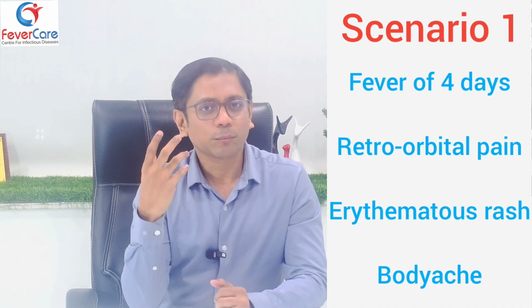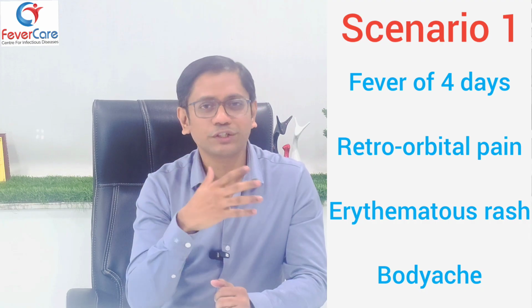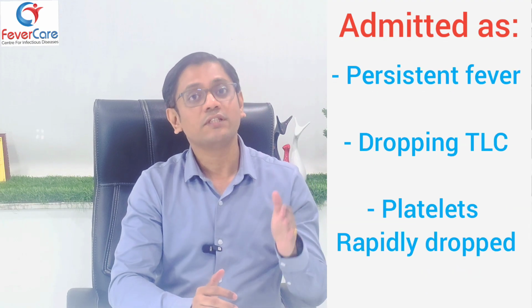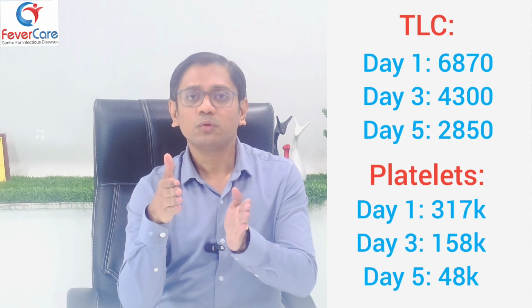So, our first patient is a young gentleman with fever of 4 to 5 days, typical retroorbital headache, severe body pain, flushing rash on the body. And he has got admitted because even on day 5, he still has fever. And by now, his WBC is dropping, as you can see in the reports. So, platelet counts, which were somewhere around 2.5 to 3 lakhs to begin with, have rapidly dropped to something like 40,000 in a matter of 3 to 4 days.